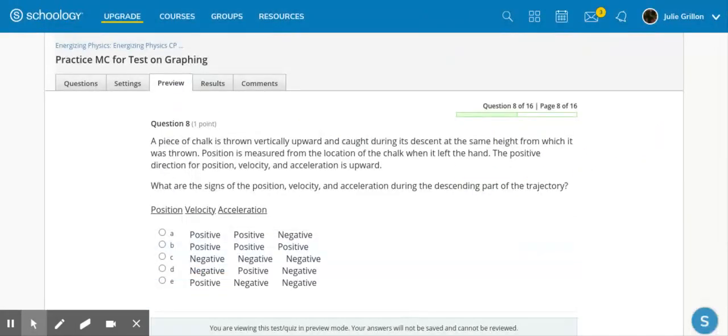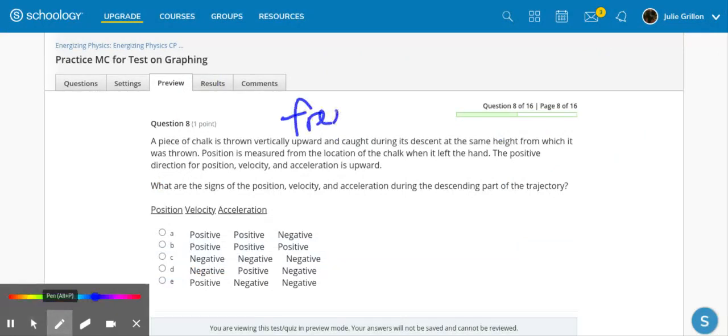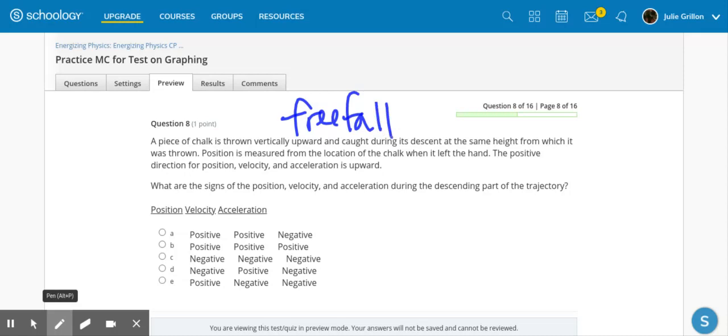A piece of chalk is thrown upwards and caught during its descent. This is free fall, friends. From the same height in which it was thrown. Position is measured from the location of the chalk when it left the hand. The positive direction for position, velocity, and acceleration is upwards. What are the signs of the position, velocity, and acceleration during the descending part of the trajectory? So this would be the negative part, right?